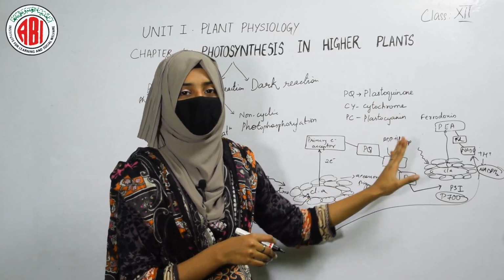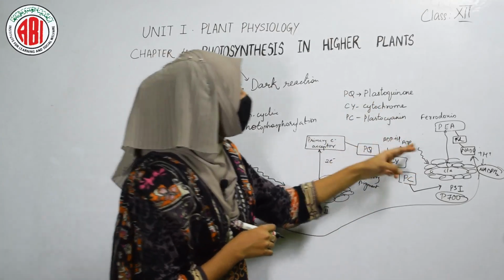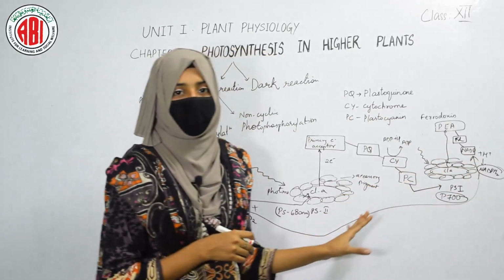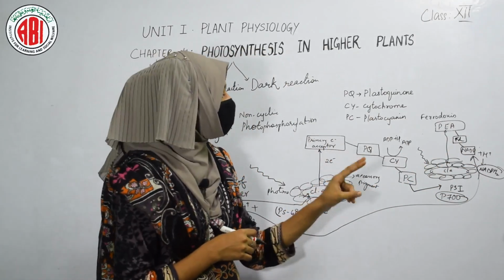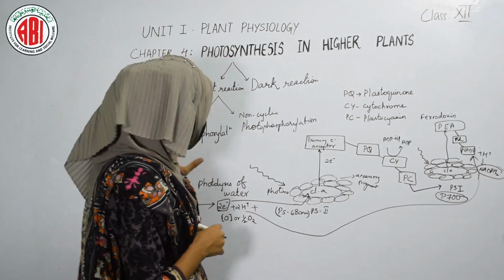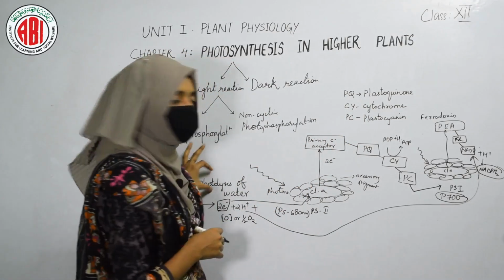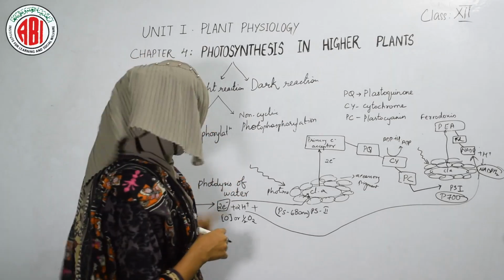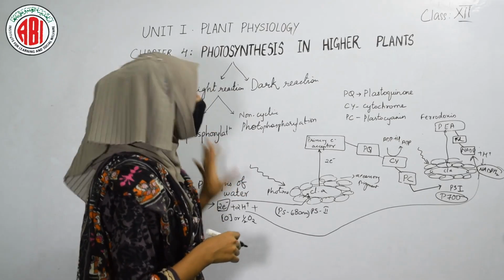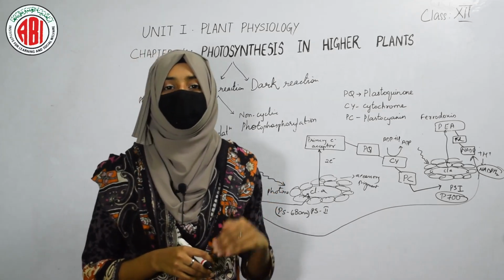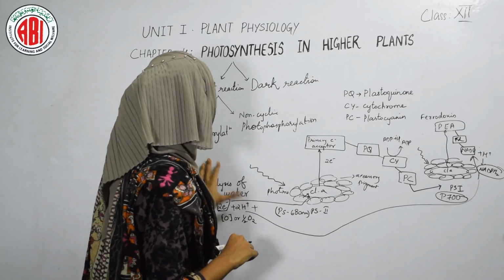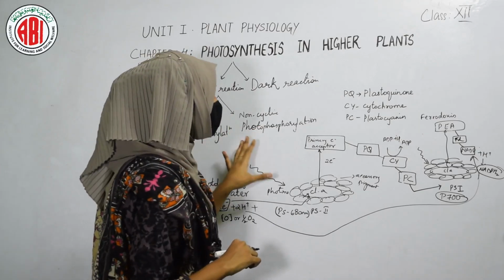That means hydrogen atoms are added to this NADP, which results in the formation of reducing power named NADPH2. The protons that are added in the reduction reaction are taken from the photolysis of water, and the nascent oxygen which remains after the splitting of water is released as a byproduct. So this is about non-cyclic photophosphorylation.